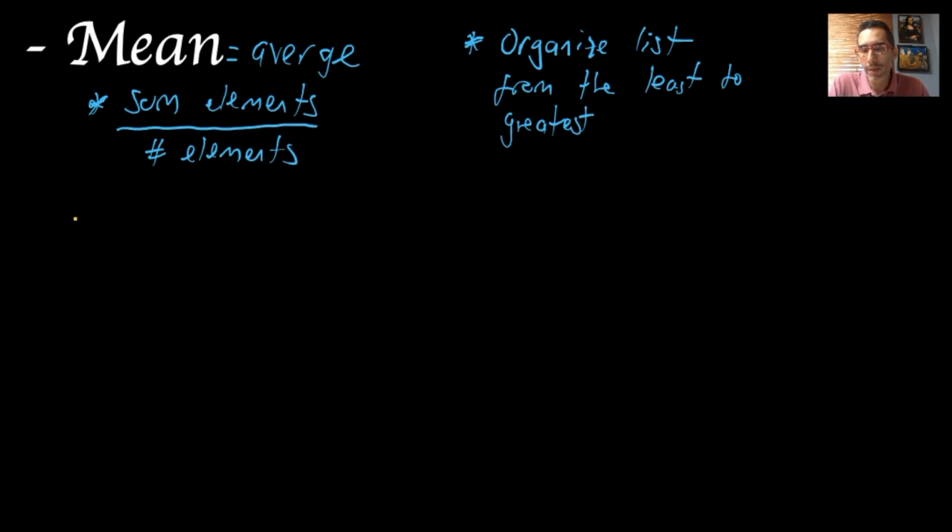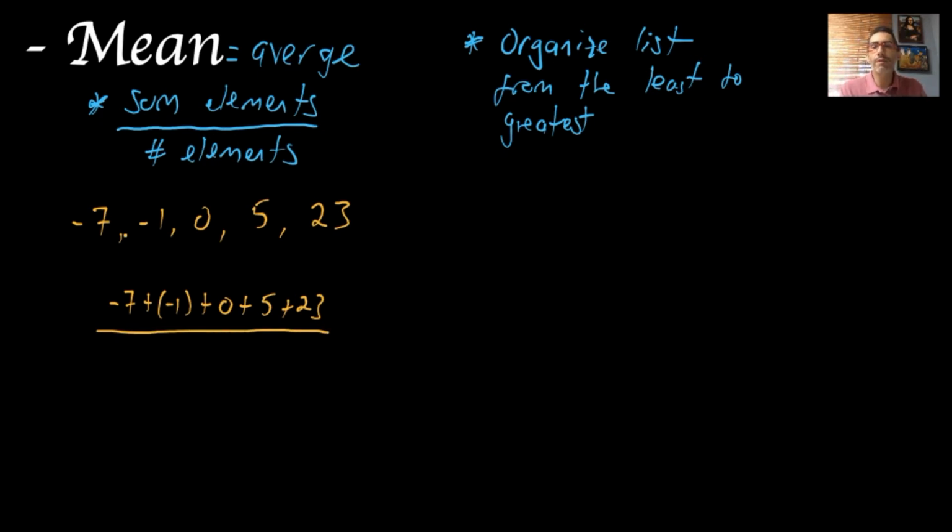So we were saying, let's say that we have a list with -7, -1, 0, 5 and 23. So we want to find the mean. So how do we find the mean? The sum of the elements. So it will be -7 plus -1 plus 0 plus 5 plus 23 over the number of elements. How many elements do we have here? 1, 2, 3, 4, 5, so divided by 5. This value that we find is going to be the mean or the average of this list of elements.